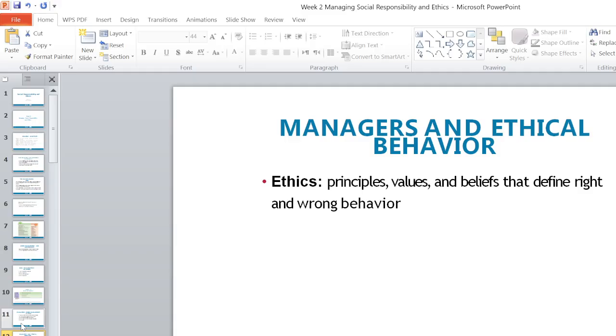Managers and ethical behavior. Okay, so how are managers responsible when it comes to social responsibility, and what is ethical behavior? First, we need to understand what ethics is in order to understand the ethical behavior of managers in going green management style. Ethics is basically the principles, the values and beliefs that define whether a course of action, whether a behavior, is wrong or right, whether something is okay to do or not okay to do when it comes to managers.